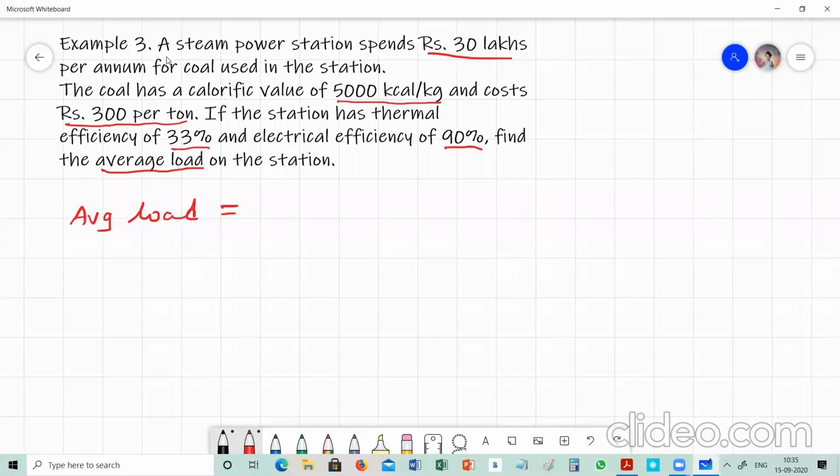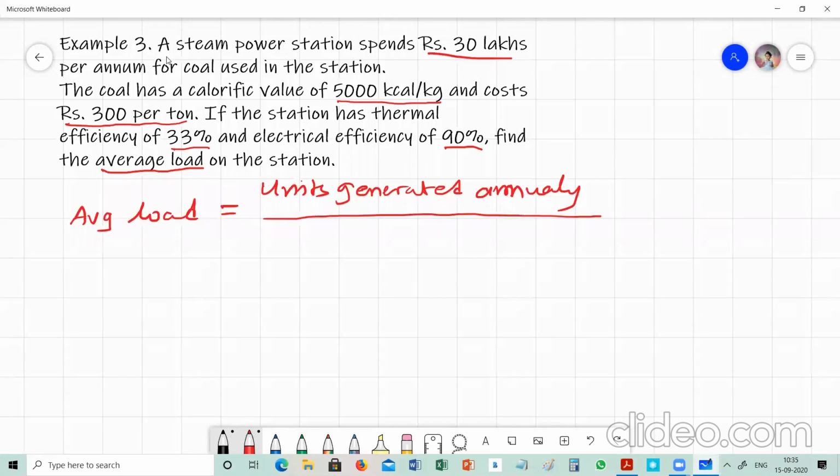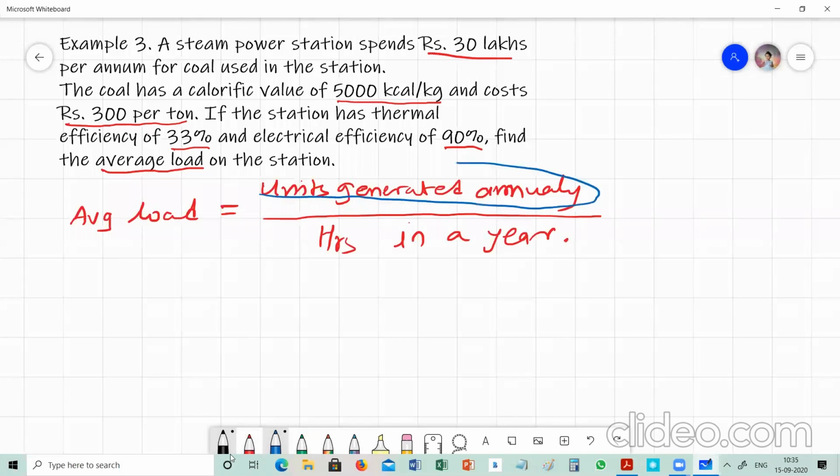So for average load, you can use this formula: units generated annually. So in a given year, how many units of energy are generated, divided by the number of hours in a year. We can use this formula. Now to calculate average load, we have to calculate units generated annually.